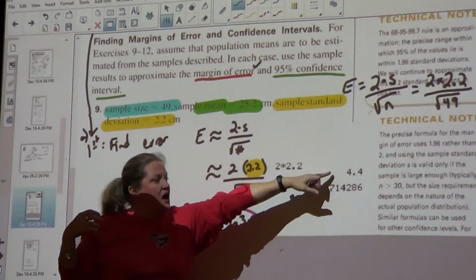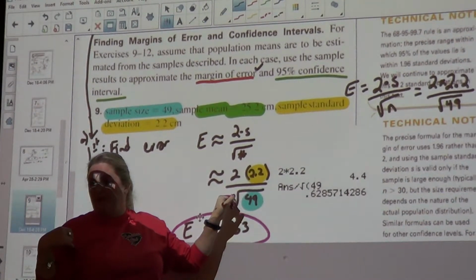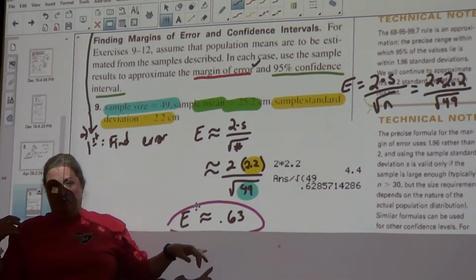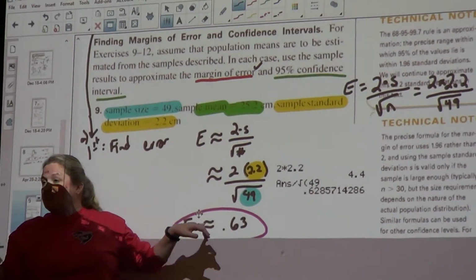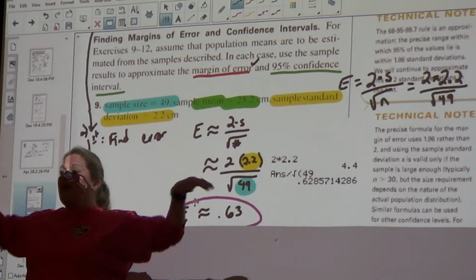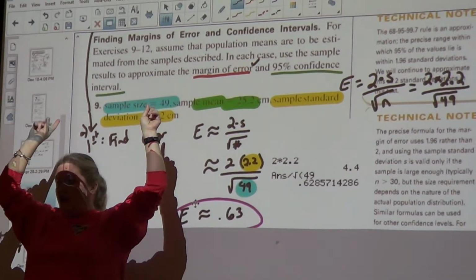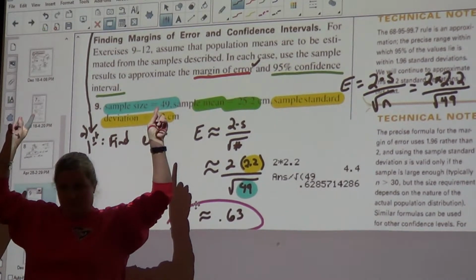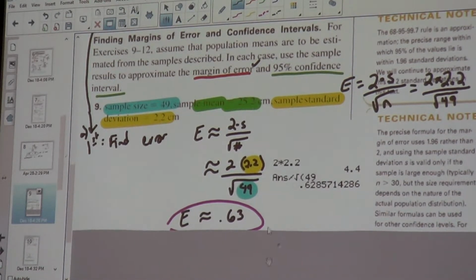When I do it in 2 steps, I work out the top, get an answer for the top, and then divide that by the bottom. The error is always 2 times the same thing: 2 times the standard deviation divided by the square root of the size of the group. So my error is 0.63. So I've got to wiggle off of what? Which of these numbers am I wiggling off of? The mean. So I'm going to add 0.63 and subtract 0.63 off of the mean.